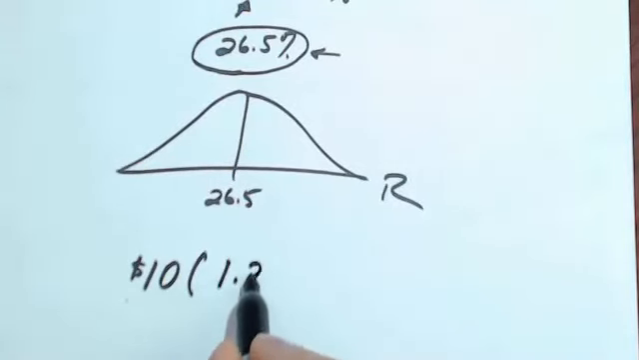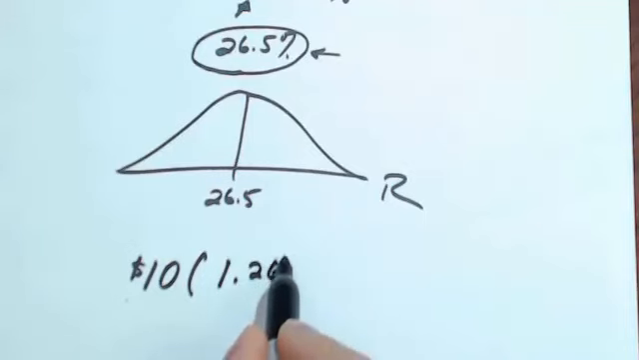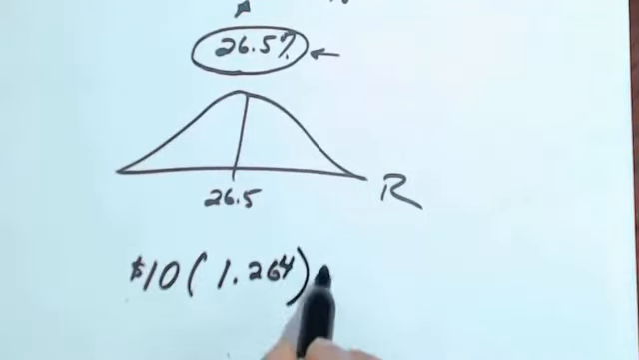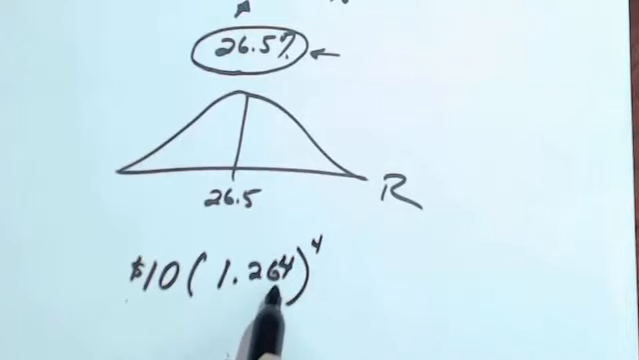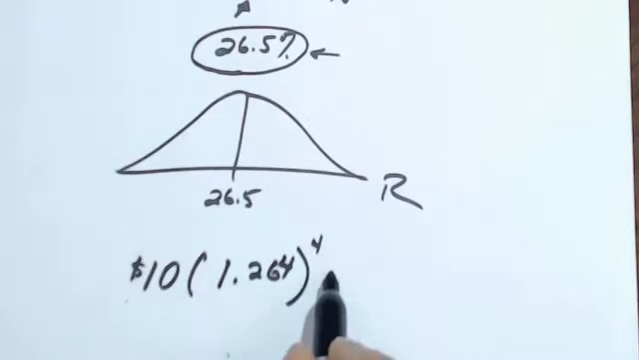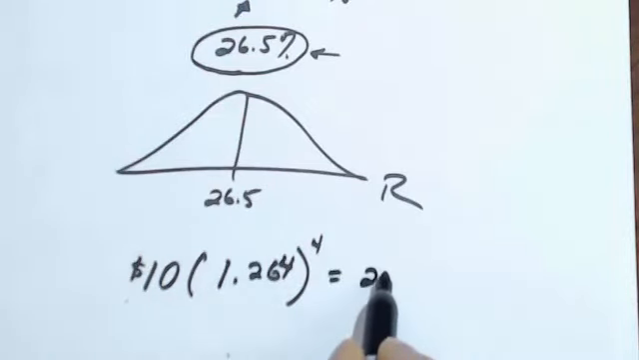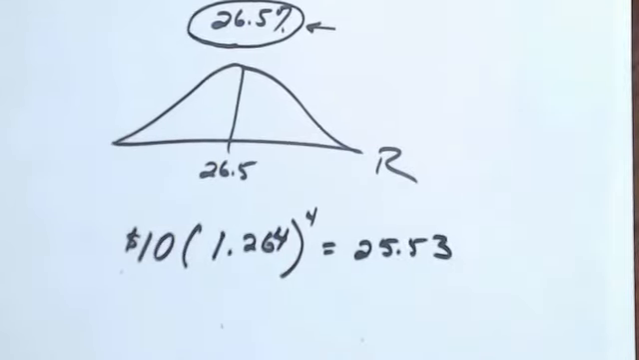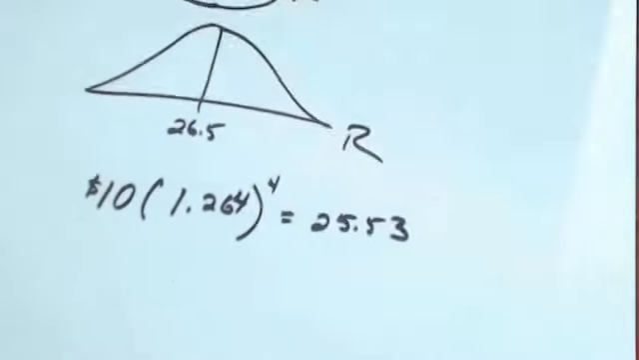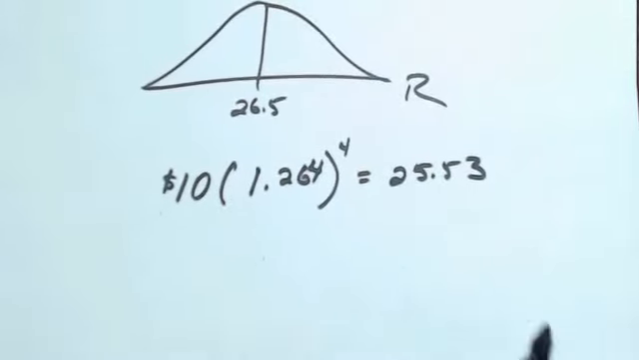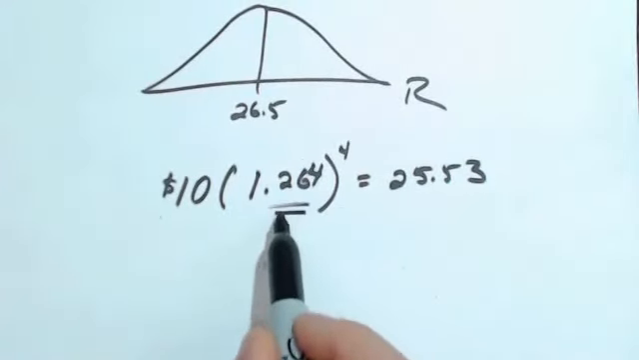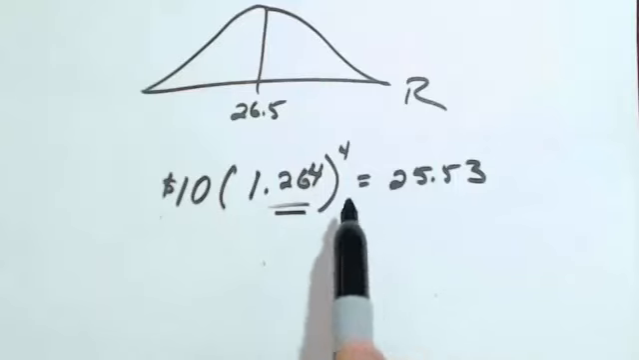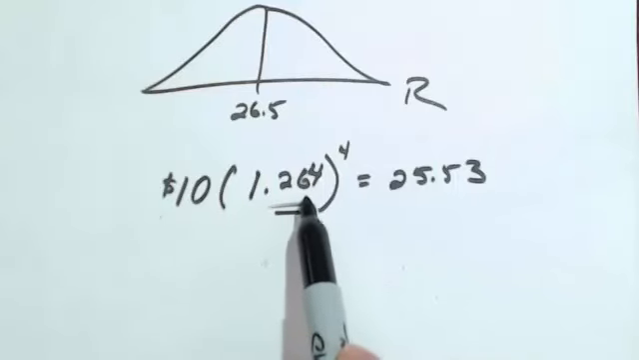1.264, okay? And I'm going to take it to the 4th power because I'm getting 26.4% on average, right? And I'm going to take it to the 4th power, and I'm going to come up with $25.53 when I do that. And so it's just an application of the information I used and where you can find usefulness in geometric returns. And here you have it.